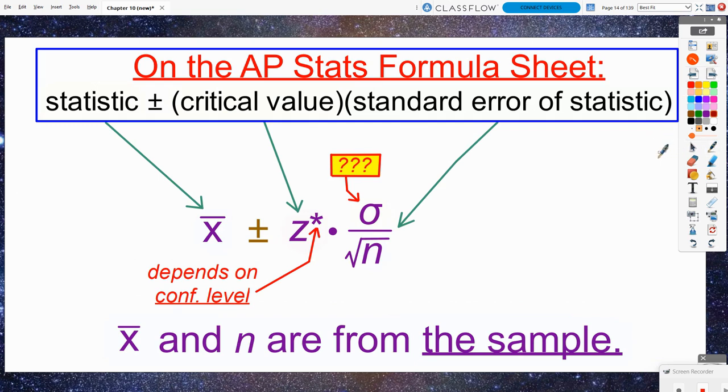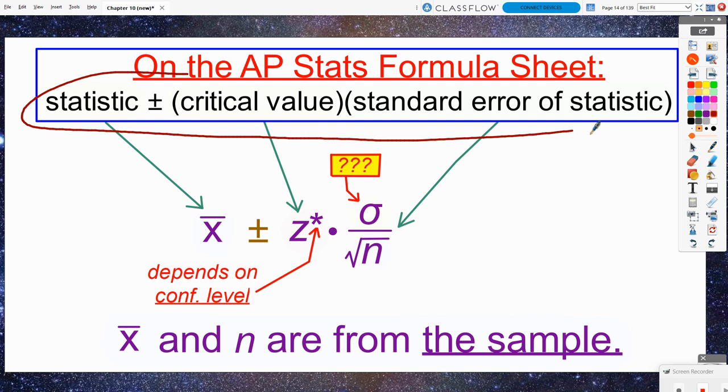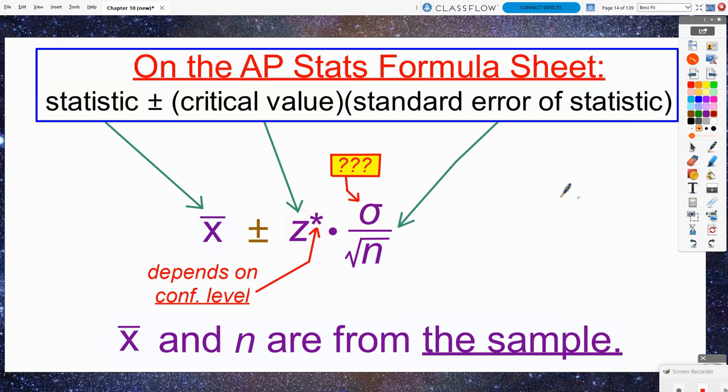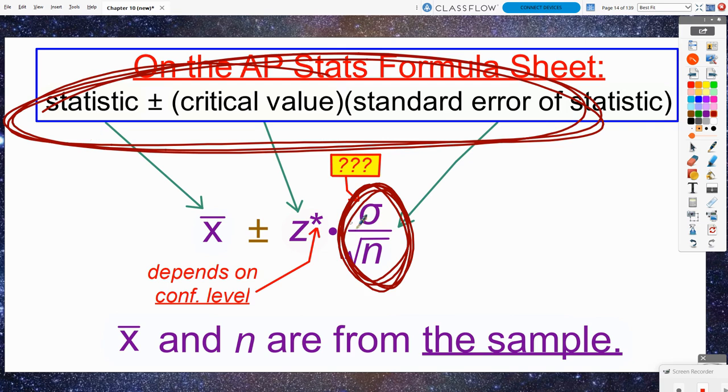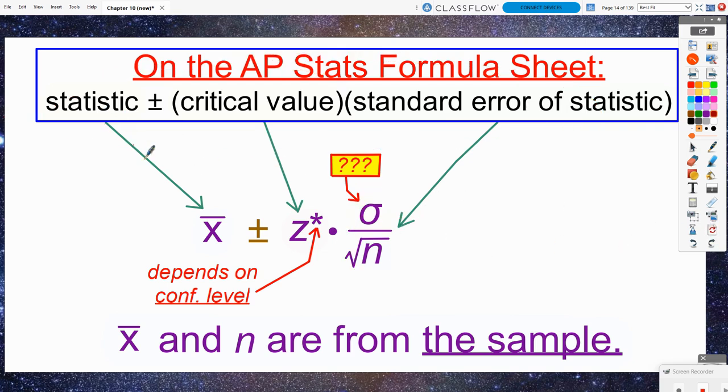So on the AP Stats formula sheet, you get this very generic formula: the statistic plus or minus the critical value times the standard error of the statistic. The standard error of the statistic part, just like it was for proportions, is going to be given to you on the exam. So you get this very generic formula and the standard error formula. You will just need to remember the statistic is either going to be x bar or the difference of x bars. The critical value is going to be, we'll start with z.